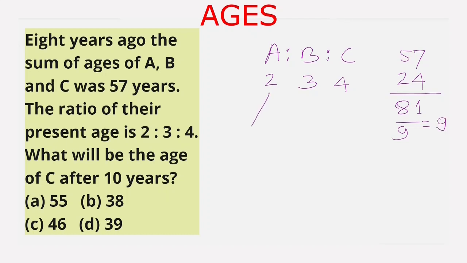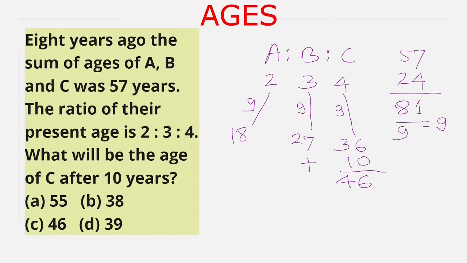Thus, the present ages of A, 9 times 2 is 18, B is 9 times 3 is 27, and C is 9 times 4 is 36. And it is asked to find the age after 10 years of C. So we add 10 to 36 and we get 46. So the age of C will be 46 after 10 years.